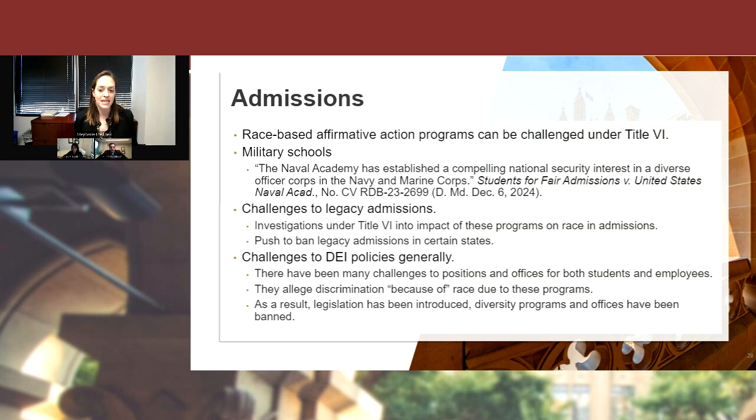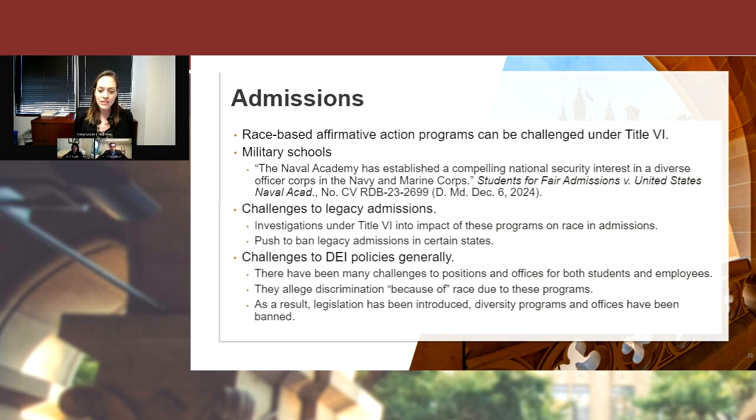Another place where we've seen challenges in the Title VI context in litigation is in legacy admissions. Many of you may be familiar, it was in the news probably about a year ago or so, that there were challenges to Harvard's legacy admissions policy. Harvard's not the only school where these challenges arose. This was really at the OCR level, but investigations were opened under Title VI into the impact of these legacy programs. There was a push both on the state and federal level to get rid of legacy admissions.